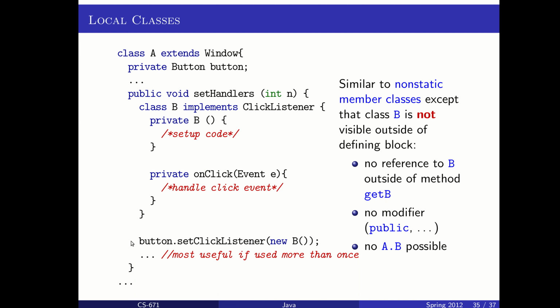where it's defined. So if I don't really care about B out here in the rest of my program, I just want to be able to set those click listeners and have them do the right behavior when something is clicked, then I can define it right there in that spot, and I can set the click listener to be a new B right there in that space. So we're not able to reference B outside of that method that sets the handlers, and we don't need any modifier public or private because it's local.